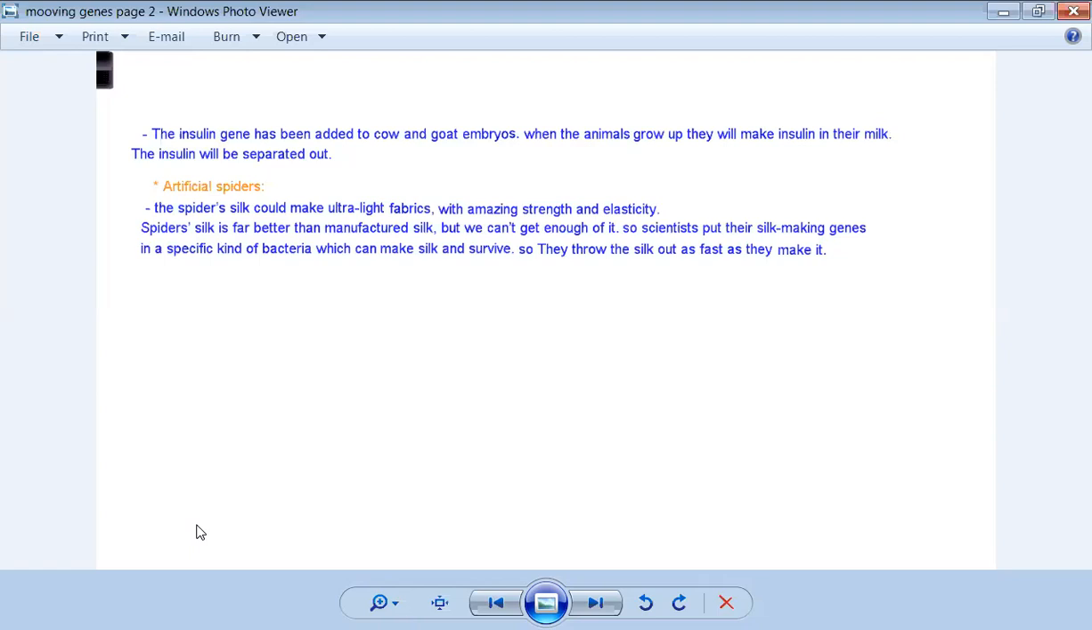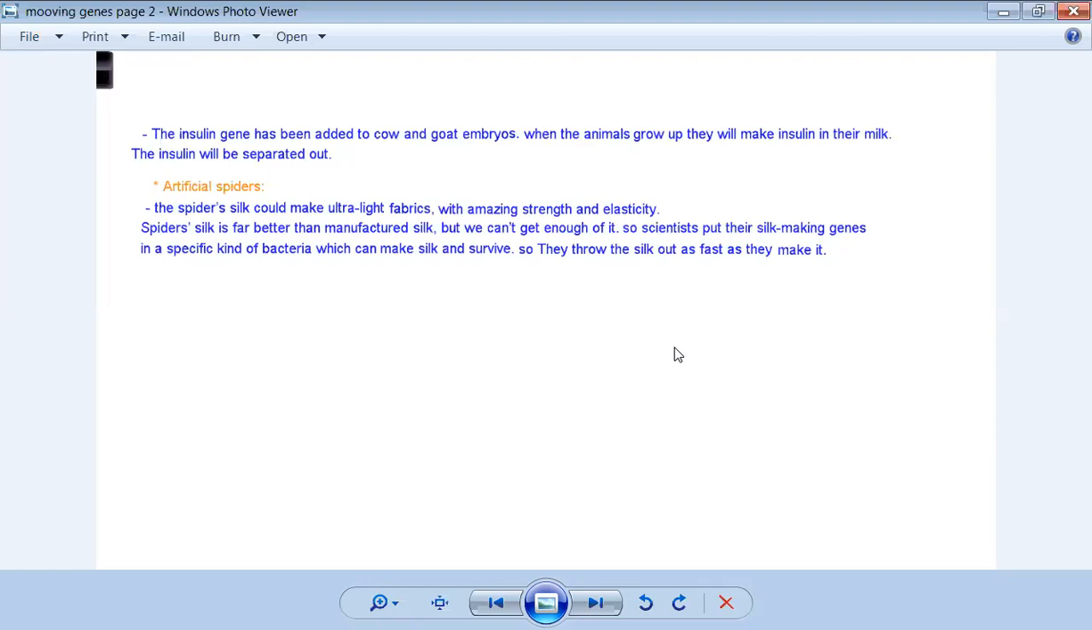So if people need this silk from the spider, they need to add this silk making gene to other organisms. So how can they do this? They cannot get enough from the natural spiders. So scientists put the silk making genes in a specific kind of bacteria. Why? Because bacteria are easy to multiply, so they can carry these genes and produce enough silk, and they can extract it.